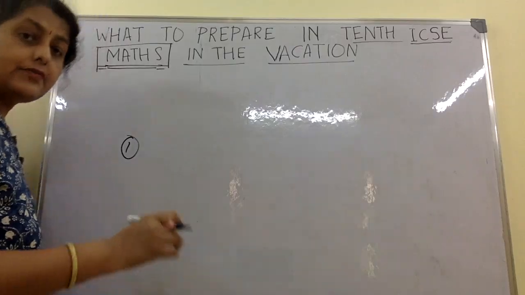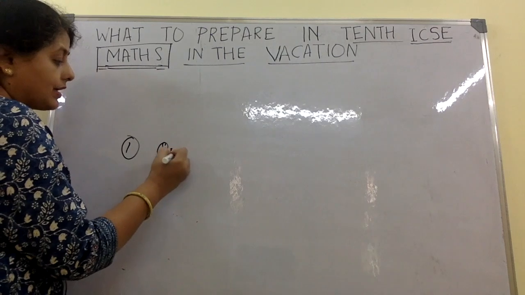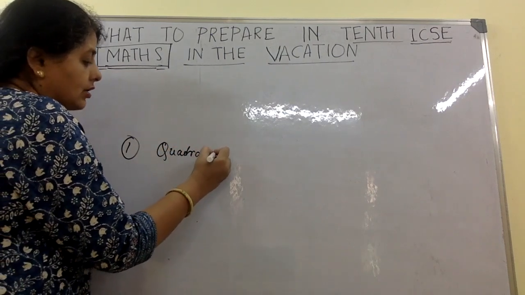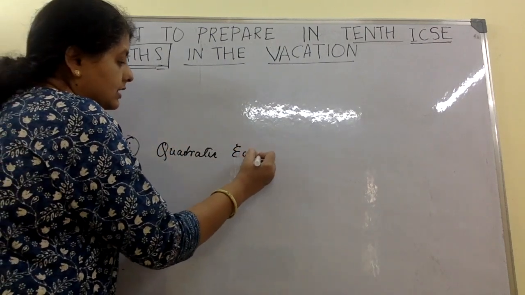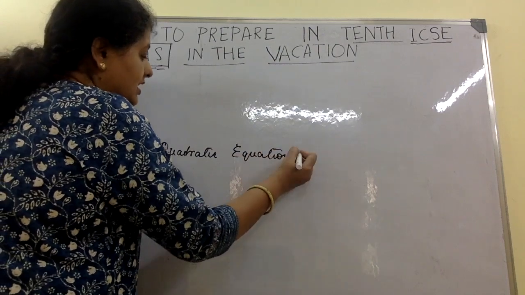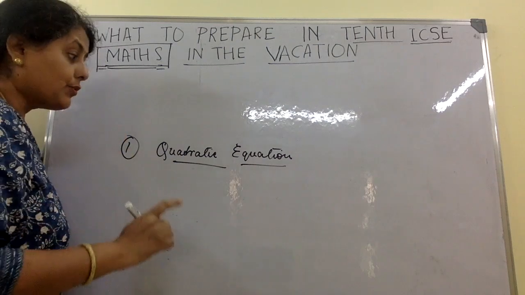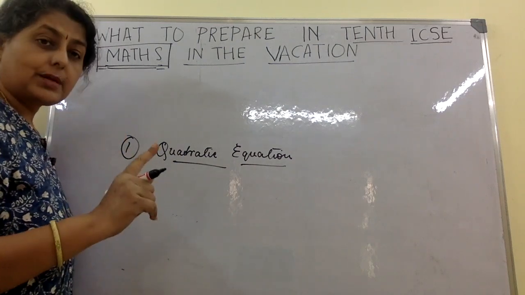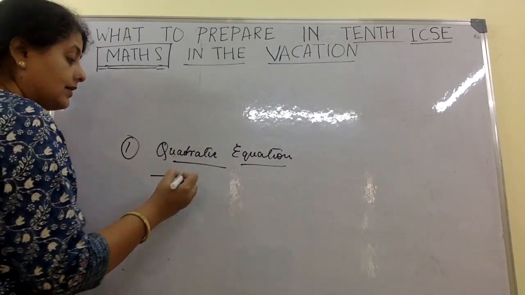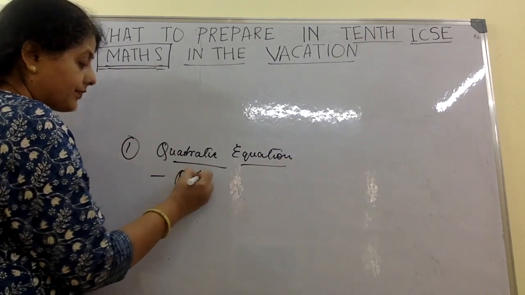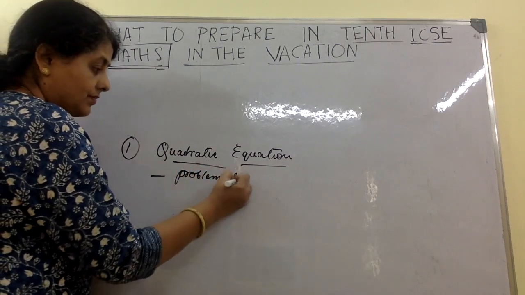Listen to them carefully. The first chapter is quadratic equations. Now this is almost pretty much similar to the simultaneous linear equations that you did last year. Why I am telling you this chapter is that it's a long chapter. It has problem sums.